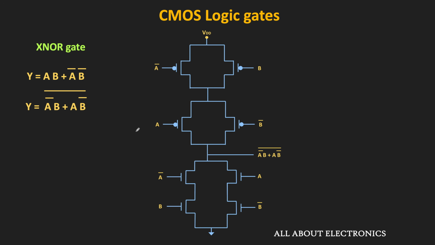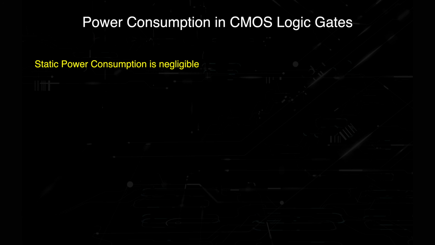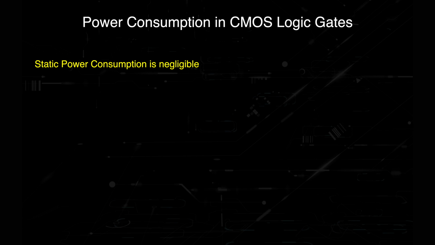And here during our implementation, we have assumed that the complement of the A and B are already available. But if they are not available, then we can derive that with the help of the inverters. So in a similar fashion, we can also implement any Boolean function with the help of the CMOS logic.